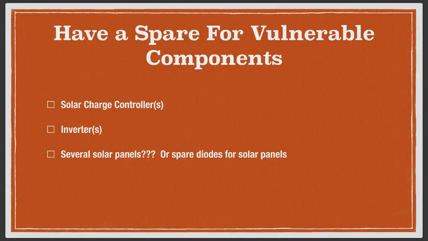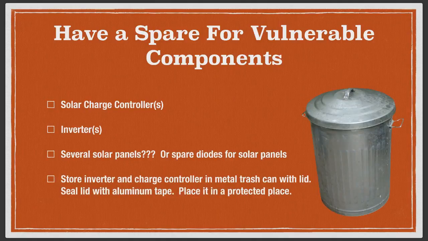And then finally, you want to store your inverter and your charge controller in a metal trash can with a lid, and then you want to seal that lid with aluminum tape, and you want to place it in a protected place. So once you have the spares, I would suggest getting a metal galvanized trash can with a lid, line it with cardboard or something non-conductive. Some people say you don't have to do that, but it sure makes me feel better. Place your spare components inside the trash can, put the lid on it, and then seal it with aluminum tape.